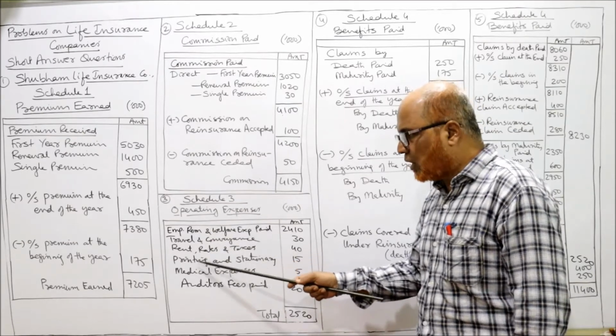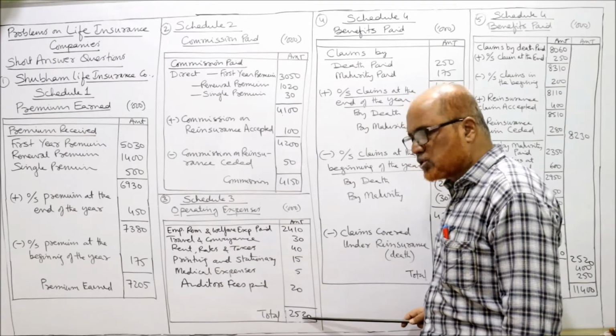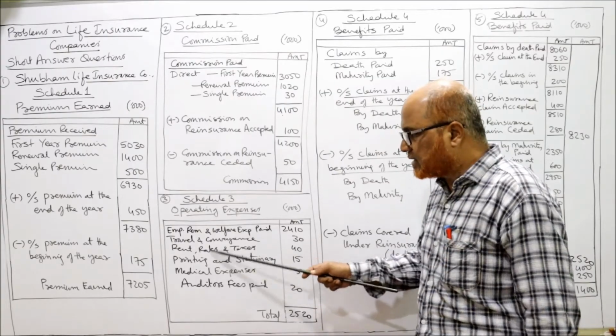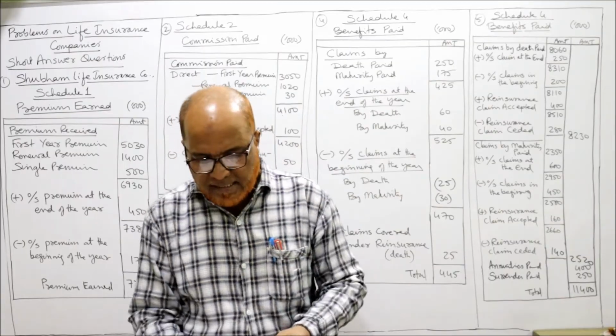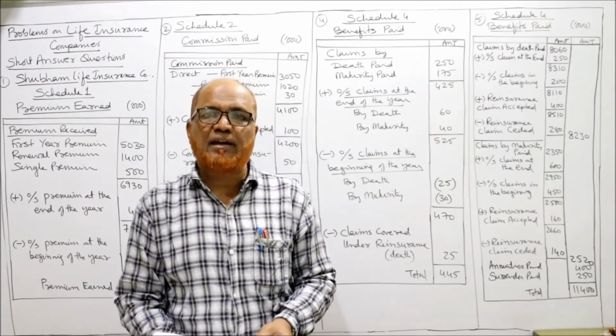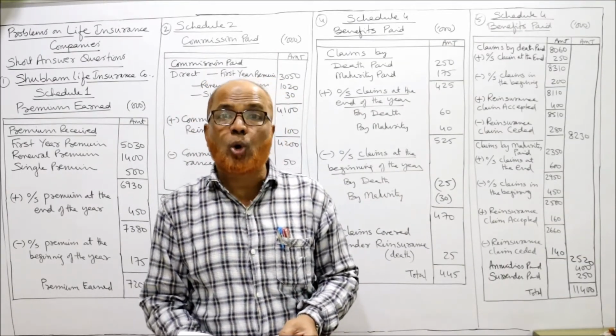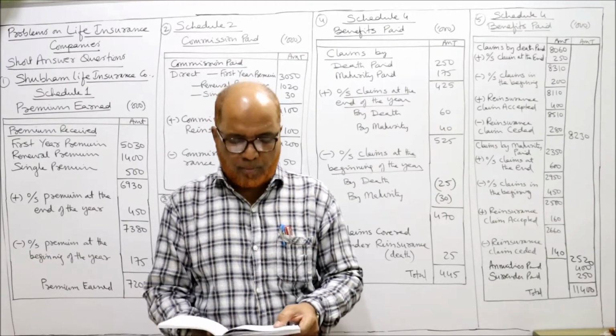Operating expenses. All the items I have taken, the total is 2520. Except 3 items, all the items I have taken. Schedule number 3 over. Next, fourth problem. Ascertain the total amount of benefits paid. Benefits paid will go to schedule number 4. तो ये problem हमको schedule number 4 बनाना.